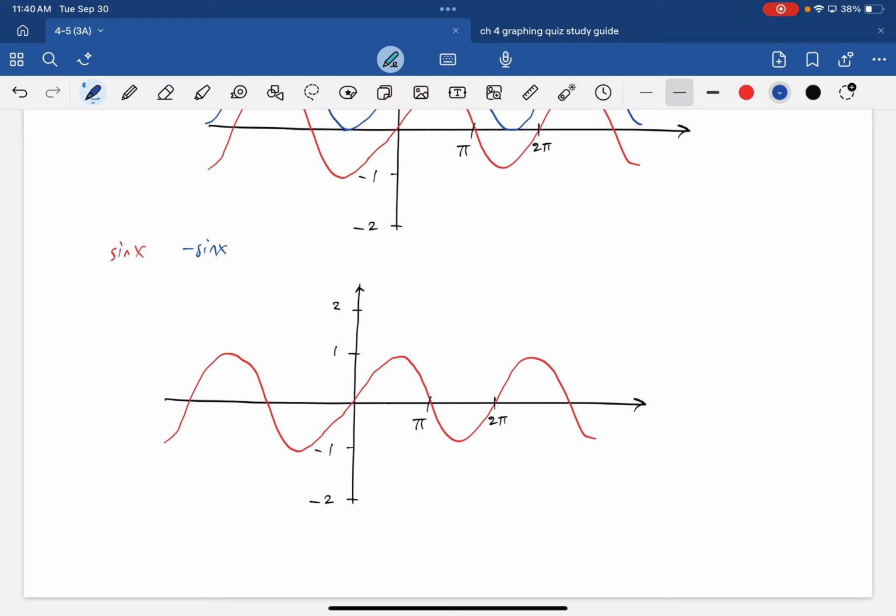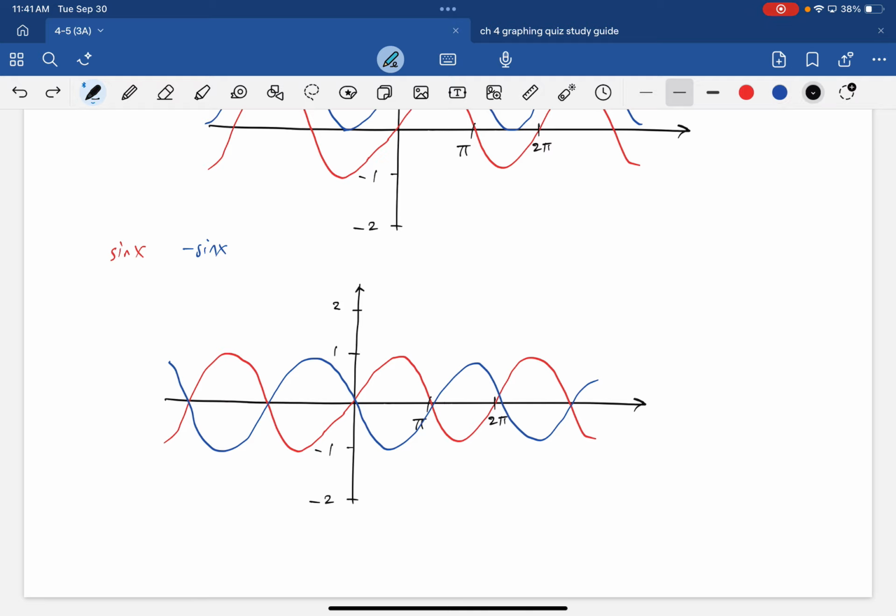So it would be like that. Okay? So you'll notice that now in the blue, negative sine x still intersects the origin, but it intersects the origin with a negative slope now. So that's how you can tell it's a negative sine function, when it intersects the origin or the y-axis with a negative slope. Okay?